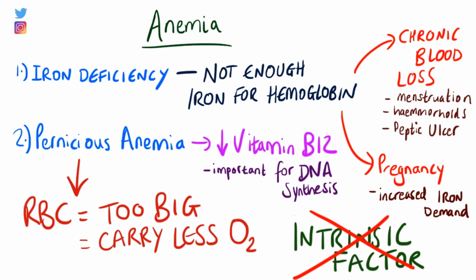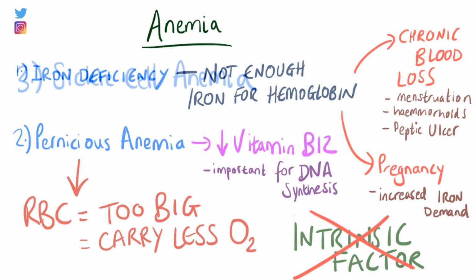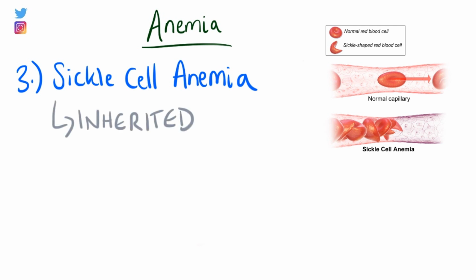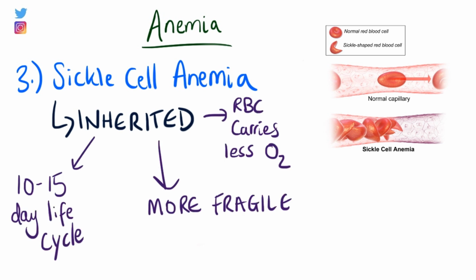The third type we're going to talk about is sickle-cell anemia, and this is where the body makes C-shaped red blood cells instead of the flat biconcave disc-shaped red blood cells. Sickle-cell anemia is an inherited genetic condition, and the abnormal red blood cells carry less oxygen, they are more fragile, and have a life cycle of around 10 to 15 days instead of 120.